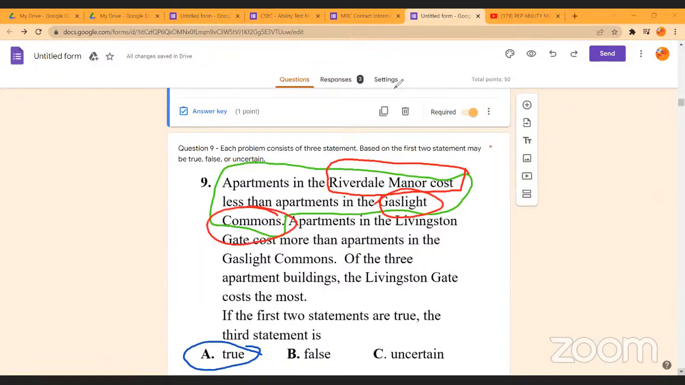All right. So apartments in Riverdale Manor cost less than apartments in Gaslight Commons. Which apartment area is most expensive? So who is in number 1 position? Is it the apartments in Riverdale? Which is the top, the most pricey place? The pricey one you're going to put in position 1, and the one that is not so pricey, you're going to put in position number 2. So who is in number 1? Is it Riverdale that is the top place, or Gaslight Commons?